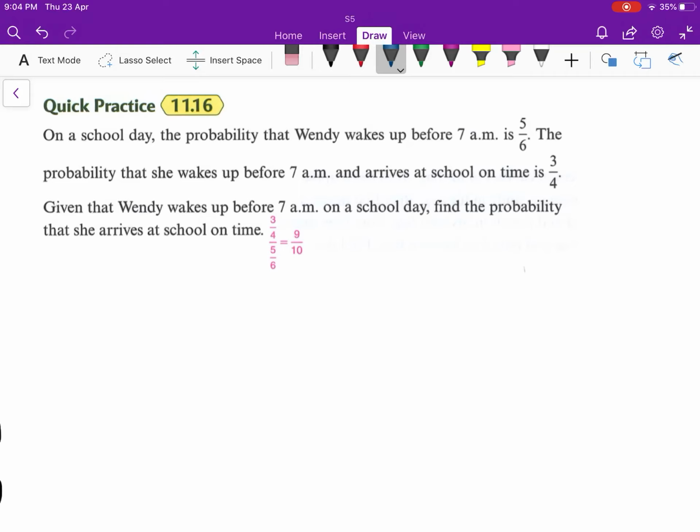Hi, Form 5 students. Today we will do two more quick practices to help you become familiar with the formula of conditional probability. To remind you what the formula is, let's do it again.